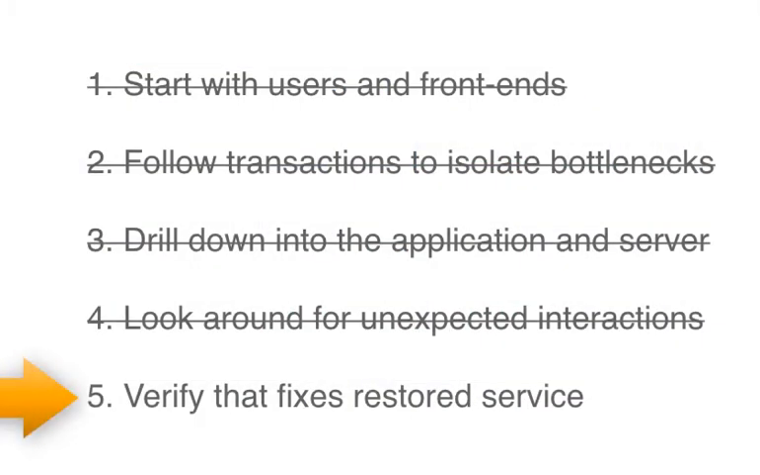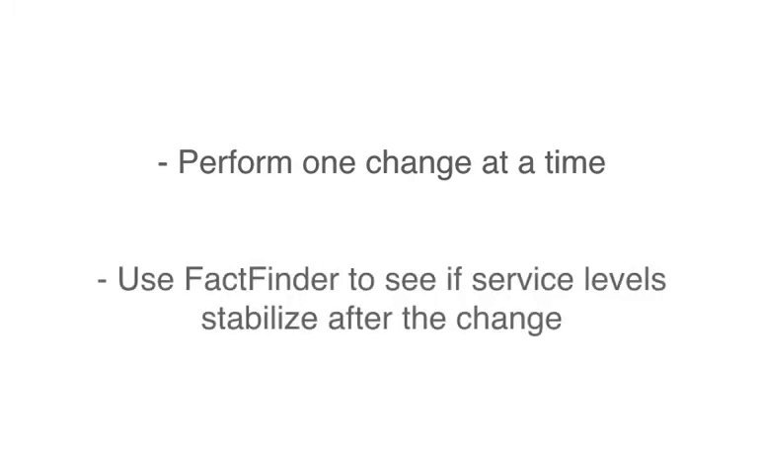Fifth, as you go to resolve this problem, let's make sure that we can verify that our fix actually solved the problem. It's important to keep in mind that you should only do one fix at a time. If you do multiple changes at once, it's impossible to know which change actually solved your problem. When you go and implement the fix, like stopping the backup, you can go back to live mode in FactFinder and verify whether service levels have actually been restored. In this way, you can verify that your conclusion about the root cause was accurate and that you actually solved the problem and that users have good service again.